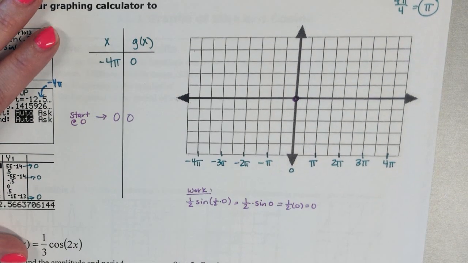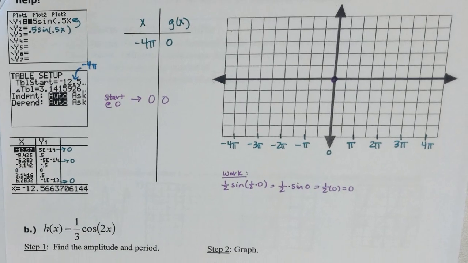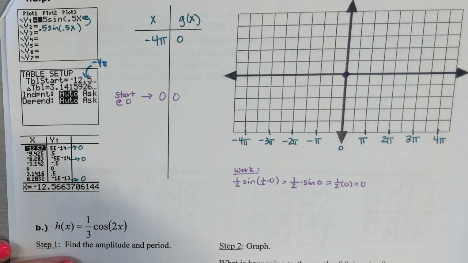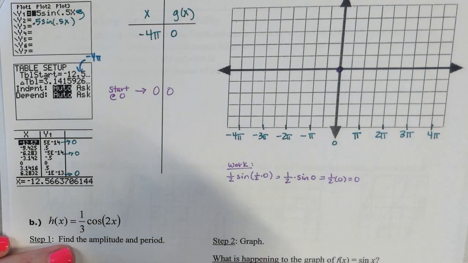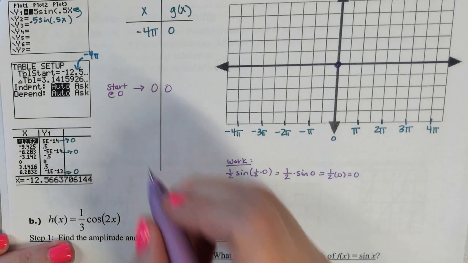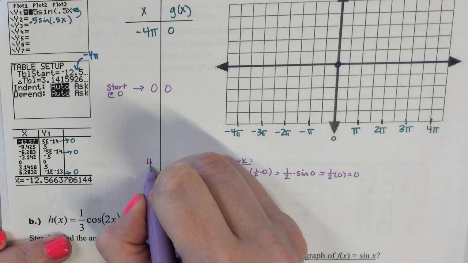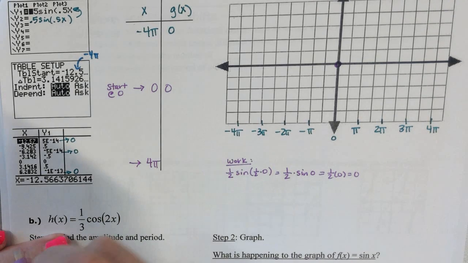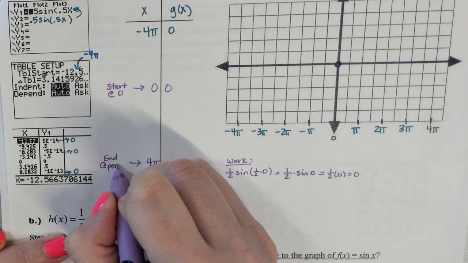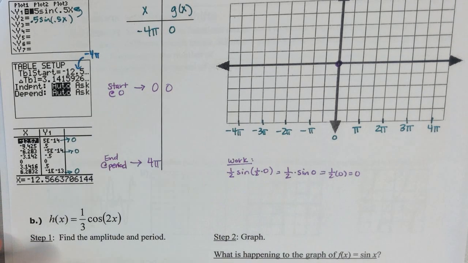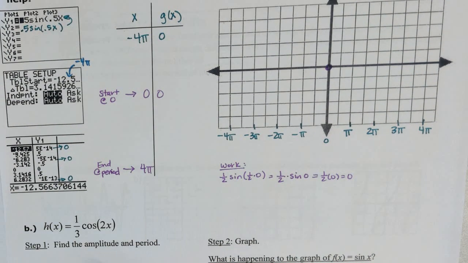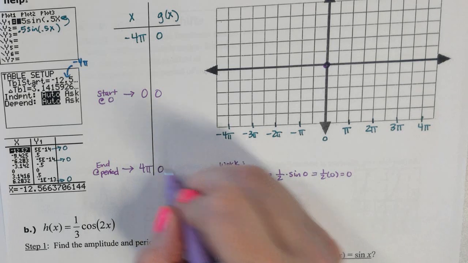The ending value is always where the period is. So before it was 2 pi, right? But what's our new period? What's the period for this problem? 4 pi. So that's where we're going to end, okay? So we're going to end at the period. Remember, it repeats itself. So if you start at 0, guess where you end? 0.